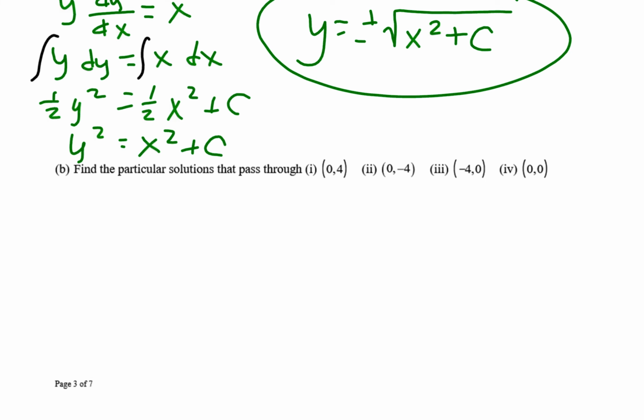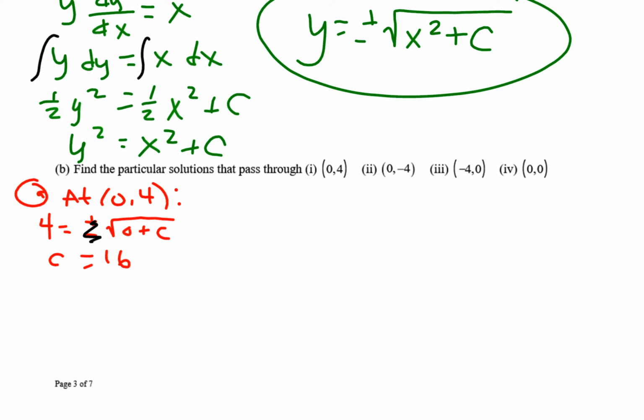All right. So for part A, if it's going to pass through the point 0, 4, that would mean y is 4 and x is 0. So we can't have positive or negative. We're just going to disregard the negative because it's positive 4. So we know we have to have the positive root. And the square root of c equals 4. So c equals 16. That means our particular solution is going to be y equals positive square root of x squared plus 16.